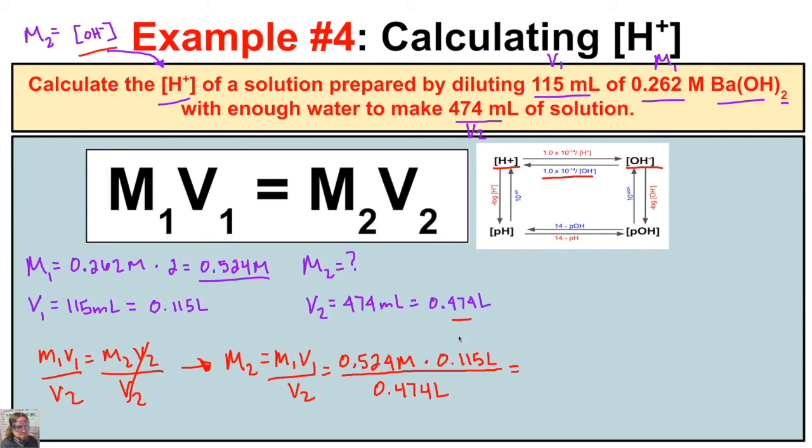And so we'll put this in our calculator. We're going to take 0.524 times 0.115, and we're going to divide this by 0.474. And we're going to end up with 0.127 moles per liter. And this is going to equal our OH- concentration, right? Because when this dissolves, that's what we just figured out: the molarity or the concentration of OH- ions. But the question here is not asking for the concentration of OH- ions. The question is asking for the concentration of H+.